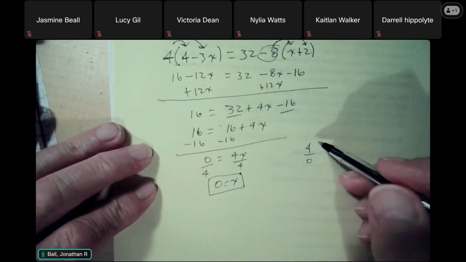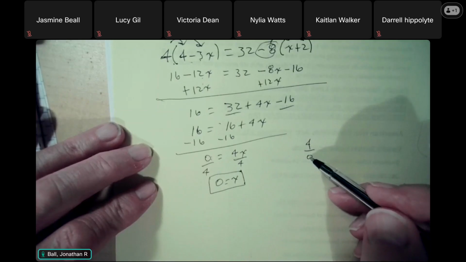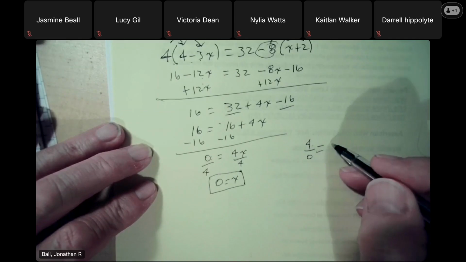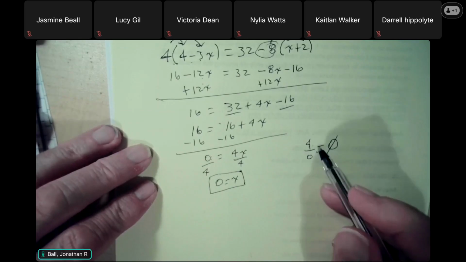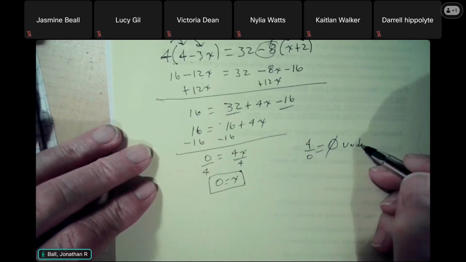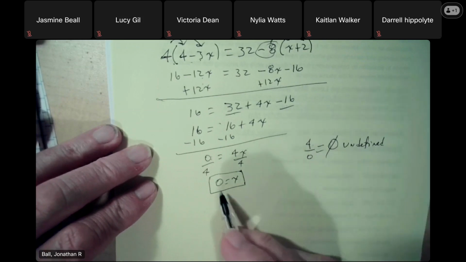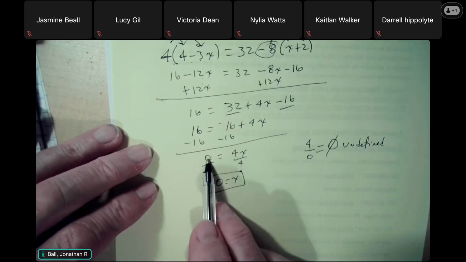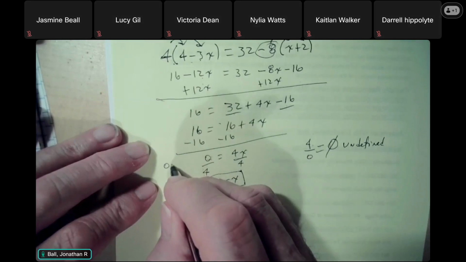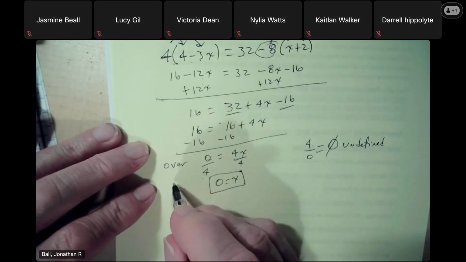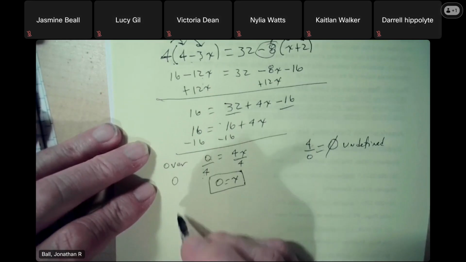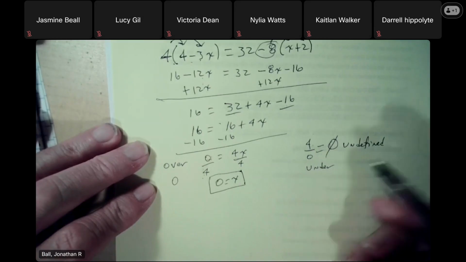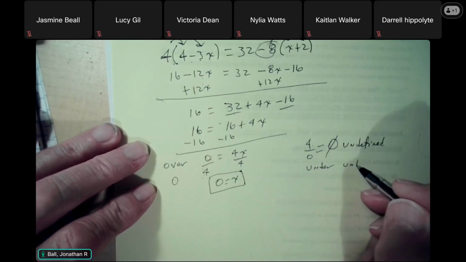But now if you had 4 over 0, this is asking how many zeros are there in 4? That doesn't make any sense. So this is the null. So this is undefined. But this is 0. If you forget, if the 0 is over, the answer is 0. If the 0 is under, it is undefined.